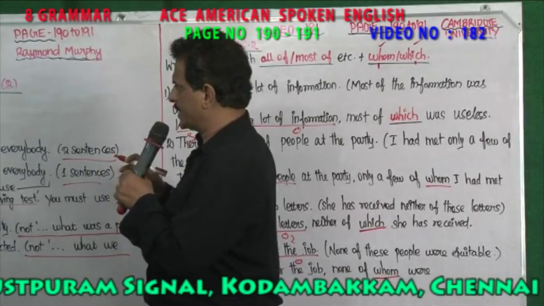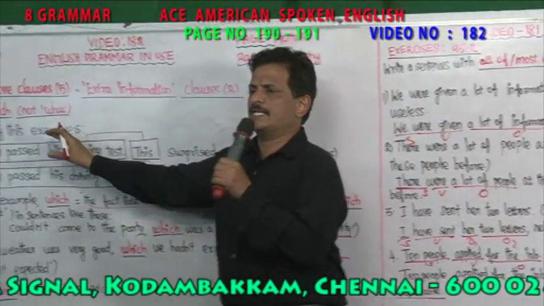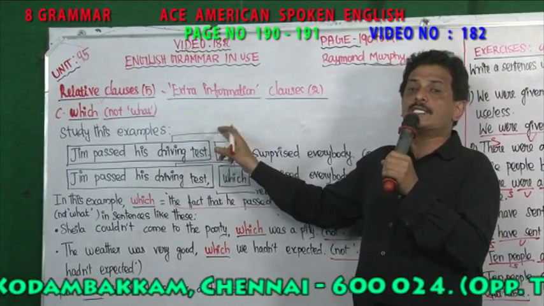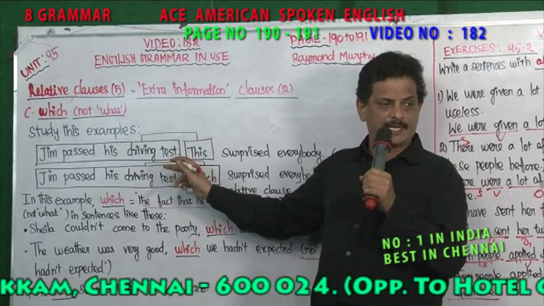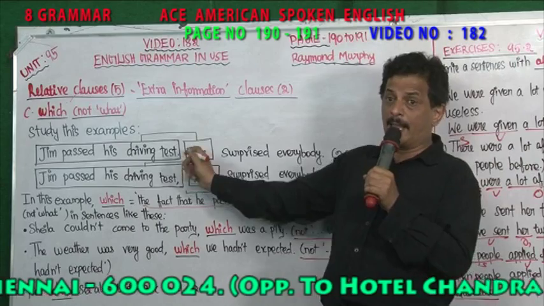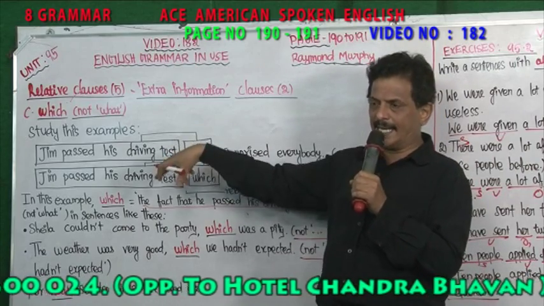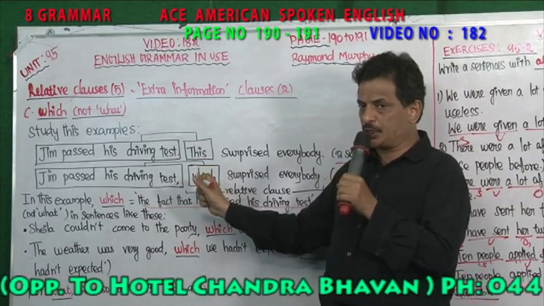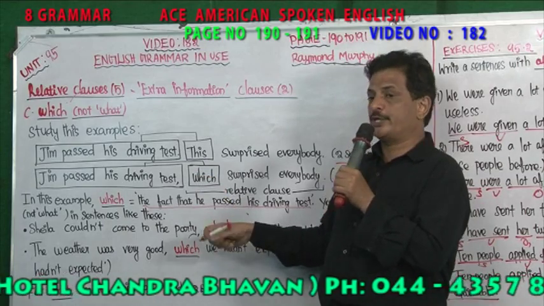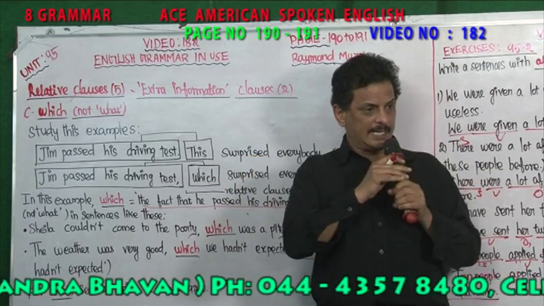Are you clear about it, sir? What did you understand, sir? Two sentences are there. If you want to separate them, you use "this" as a pronoun. But if you want to connect them, you use "which." If it is a person, you use "whom." Got it? Are you clear about it?